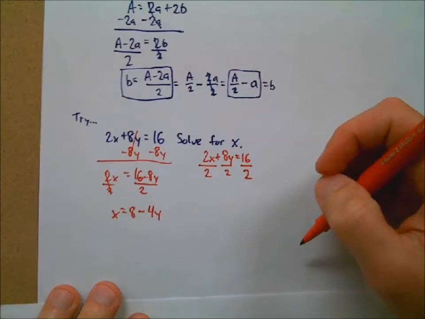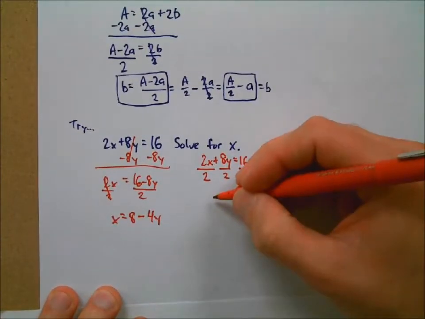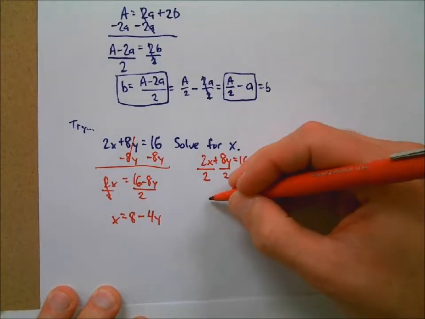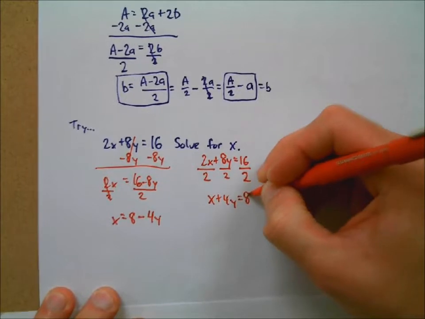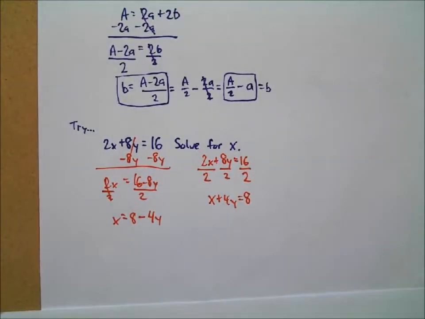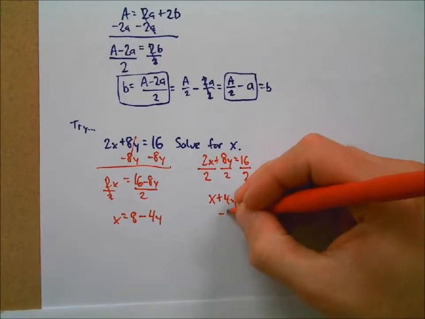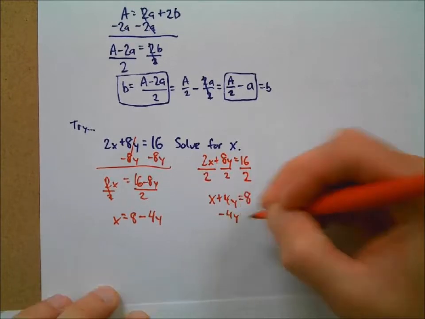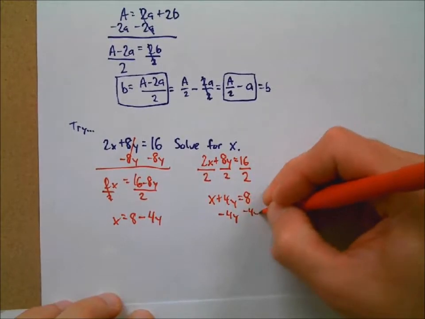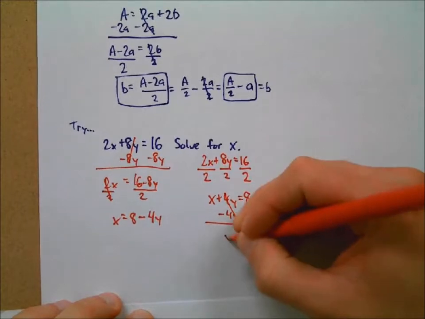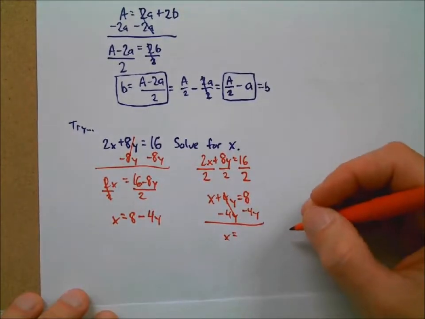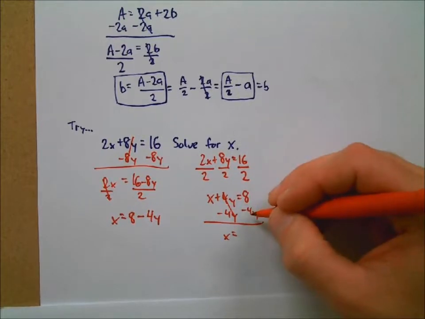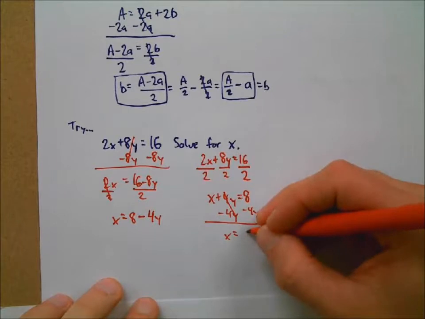When Reagan did that, what did you end up with after dividing by 2? I brought down x plus 4y equals 8. And then I subtracted 4y on both sides. Yeah, don't forget that variable. It's part of it. So the 4y's cancel. We're left with x equals 8 minus 4y. Are 8 and minus 4y like terms? That was my question. That's okay. They're not, right? And so we can't put them together. We just leave it as 8 minus 4y.